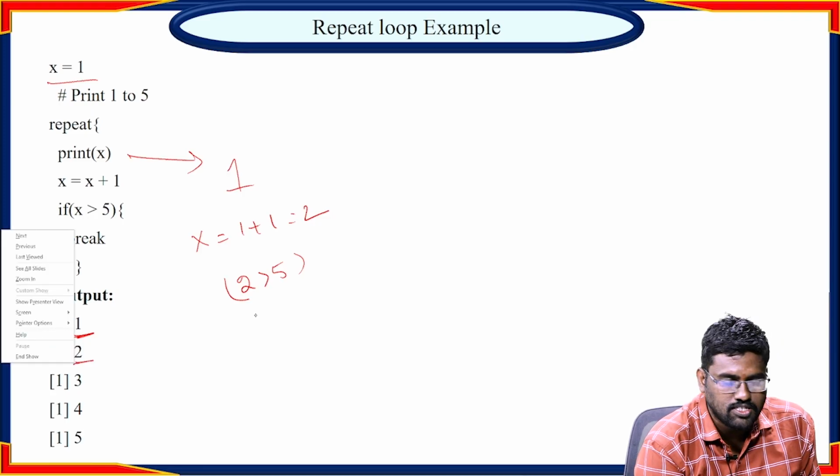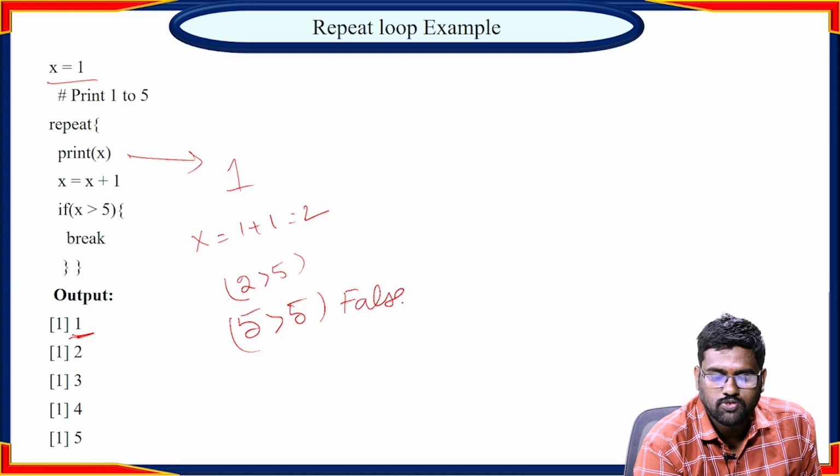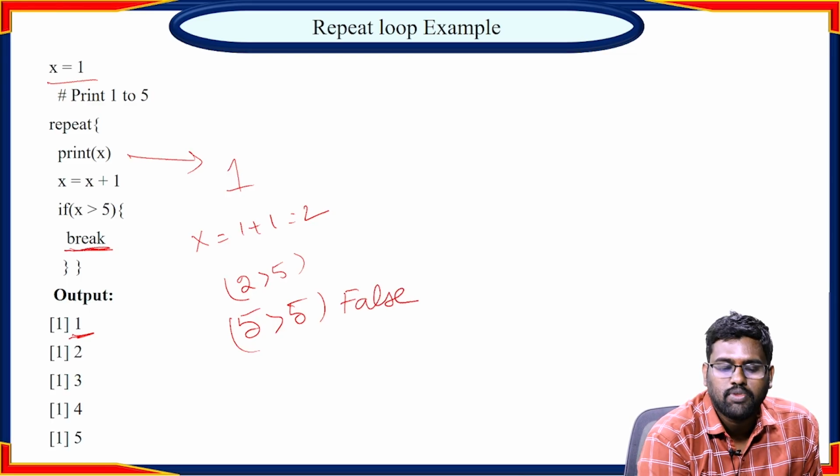Next, the last condition is 5. Next, 5 is greater than 5, so this condition is false. So that's why they will stop the process by using the break statement.